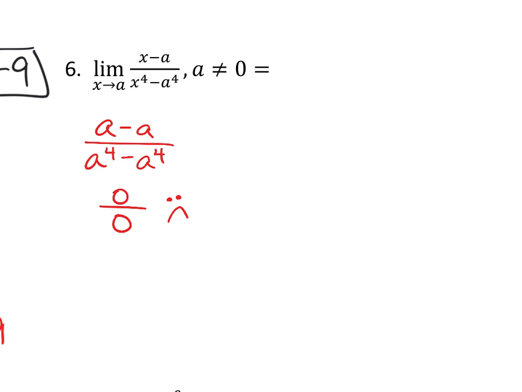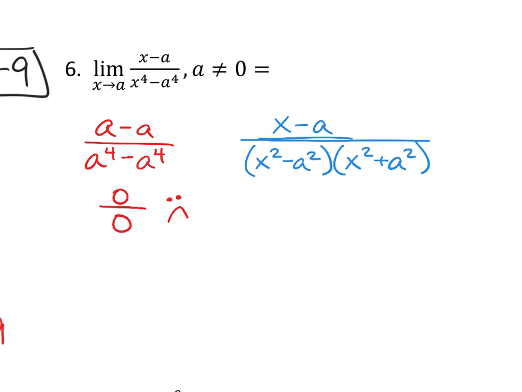See if anything cancels. The best thing you can do to try to find if anything cancels is look for GCFs or start factoring. There's a difference of cubes, right? Technically it's a difference of squares because 4 is still a square number. So this would be x squared minus a squared times x squared plus a squared, since it's to the 4th power.